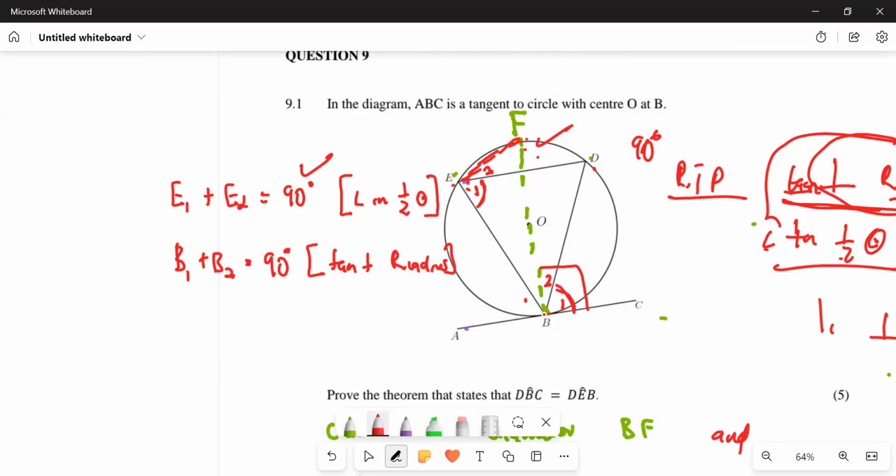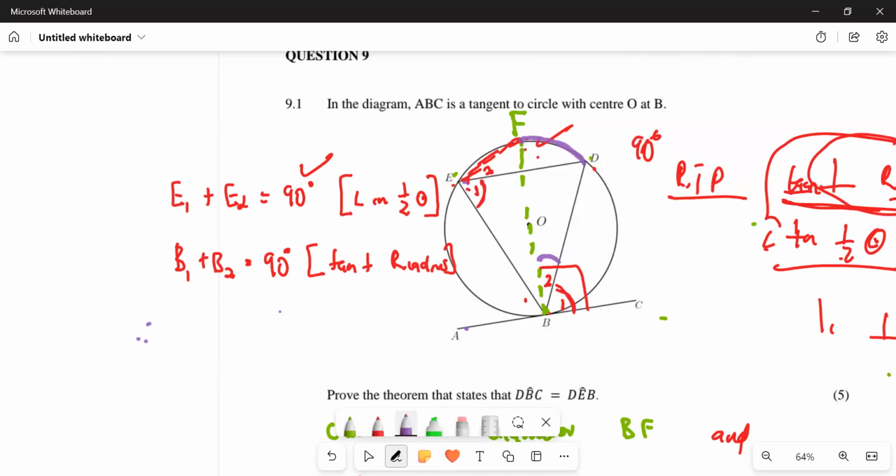Now, when we continue, there is something that we also learned. Let's look at B2. Who created B2? It is subtended by FD. Is there any other angle subtended by FD? Yes, E2. This arc forms this angle here. Is there any other angle subtended by FD? E2.